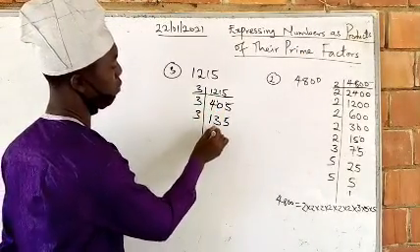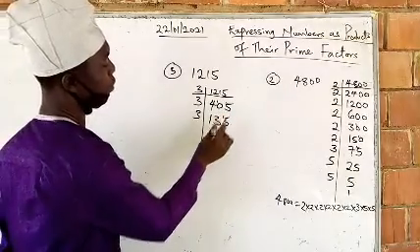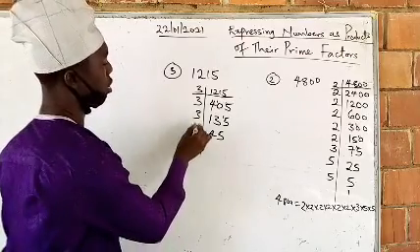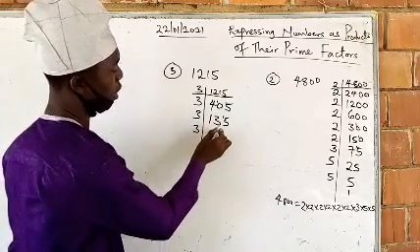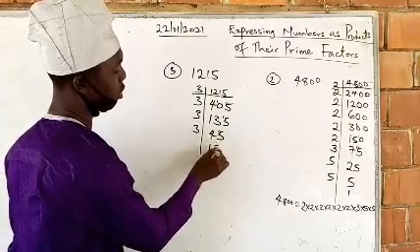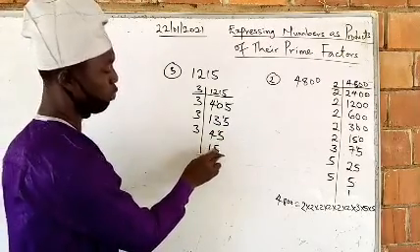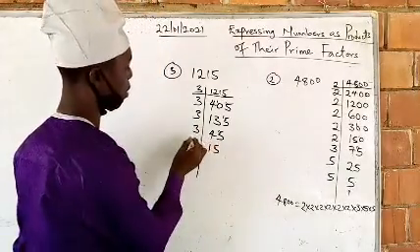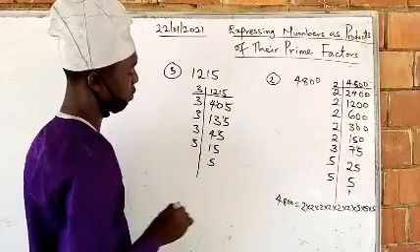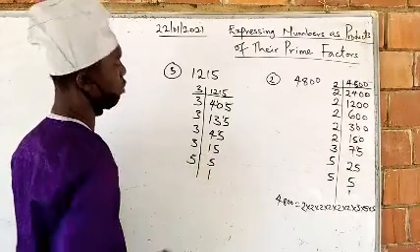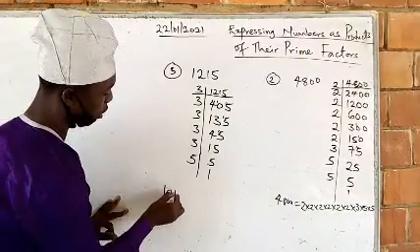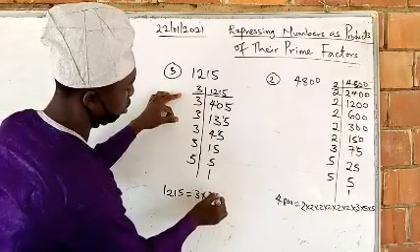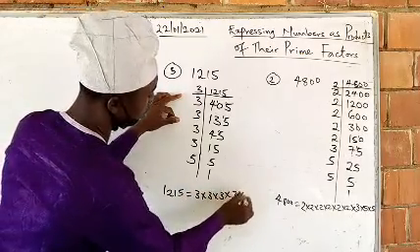3 in 13 is 4, remainder 1. In 15, that is 5. 4 plus 5 is still 9, we can still use 3. 3 in 4, 1, remainder 1. In 15, that is 5. So this is 1 plus 5, 6. 3 is a factor of 6. That means you can still divide by 3 again. 3 in 15, 5. Then 5 in 5 is 1. So our 1,215 is 3 times 3 times 3 times 3 times 5.